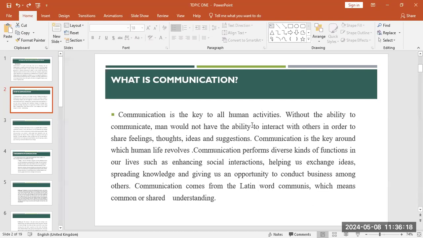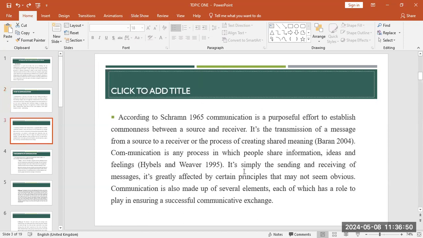So communication comes from the Latin word communis, which means common or shared understanding. Sometimes you may be asked in an examination, define the term communication. What will you say? We can simply define communication as a process of creating common understanding between the sender and the receiver. Thus creating a common understanding.